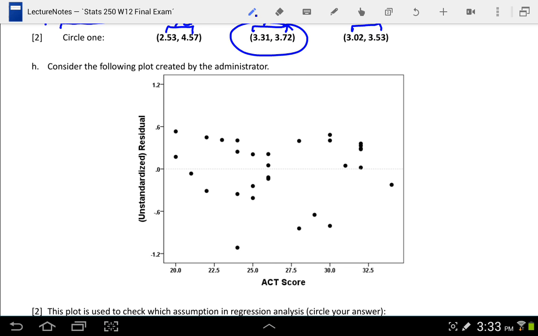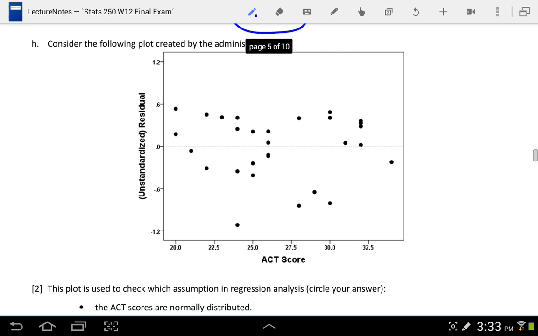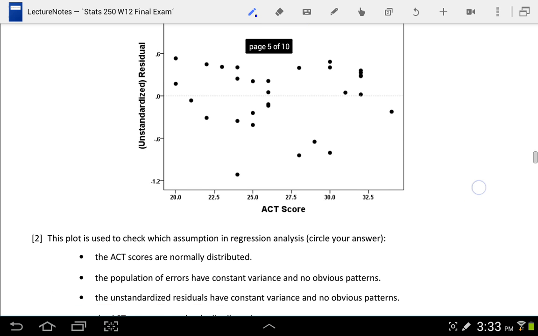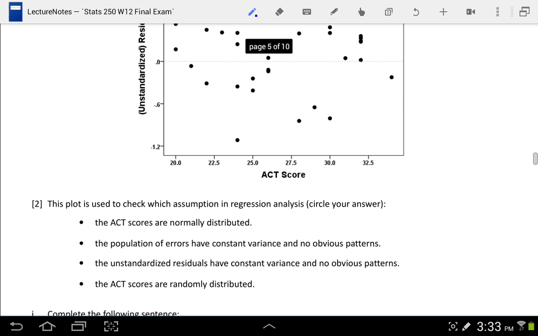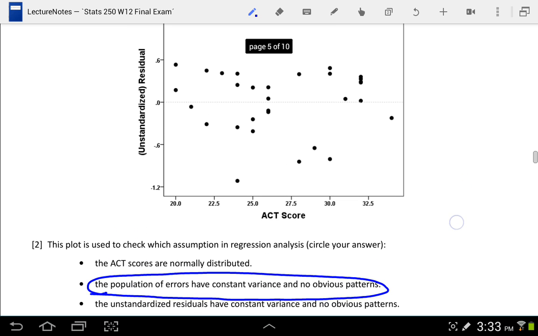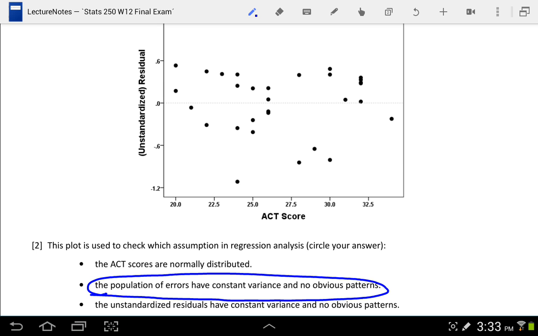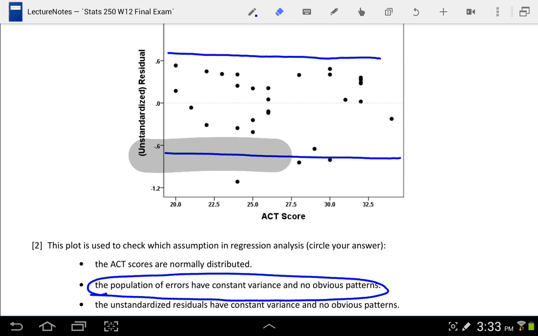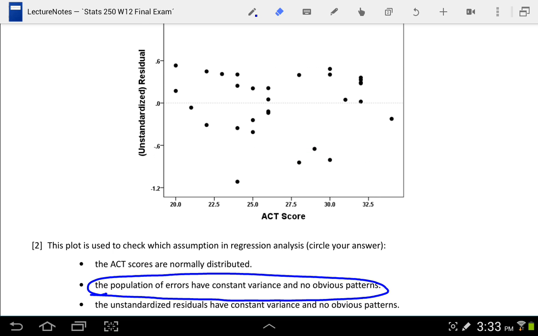Letter H gives us a residual plot. And we're asked, what assumption is used to check this? Well, what we're doing is checking that the population of errors have constant variance and no obvious patterns. We want to see that they're within two horizontal bands, roughly. You can argue whether or not that's true here, but that's what we're looking for.